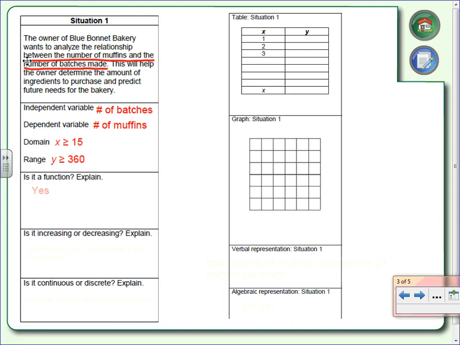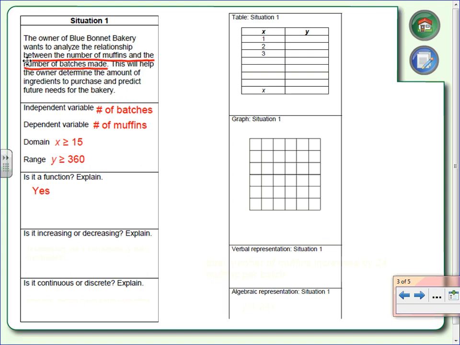Because the x's won't repeat. Each x has one unique y. In other words, if I make 15 batches, I'm going to have 360 muffins. If I make 16 batches, am I still going to have 360 muffins? No, of course not. I'm going to have another unique y value. If I make 17 batches, I'll have another unique y value. So I always get something different for my y based on my x.